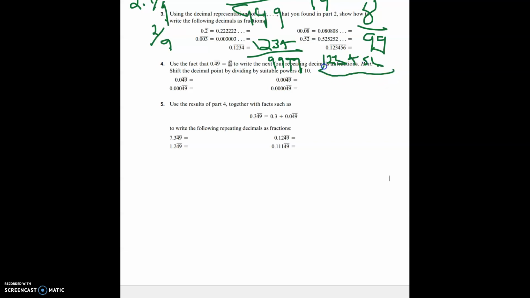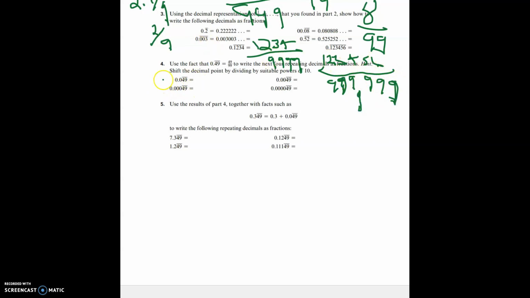Not fun to write with a mouse here. Tenths, hundredths, thousandths, 10,000ths, 100,000ths, a millionth, so 1 less than that. And these are all supposed to be 9s. I apologize. Really wishing my tablet was working better. All right, so those are all 9s. And again, if you're not sure, try that on your calculator and see.